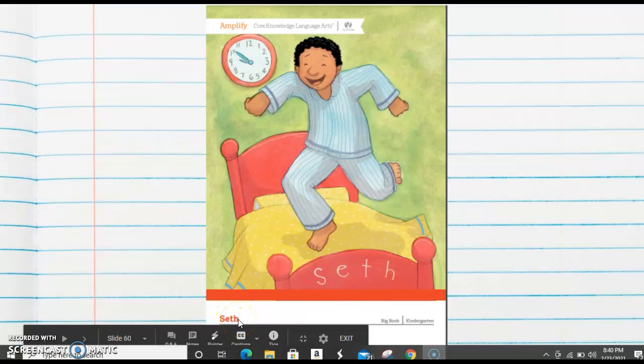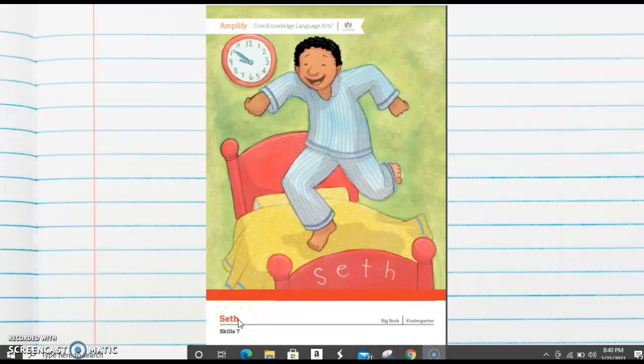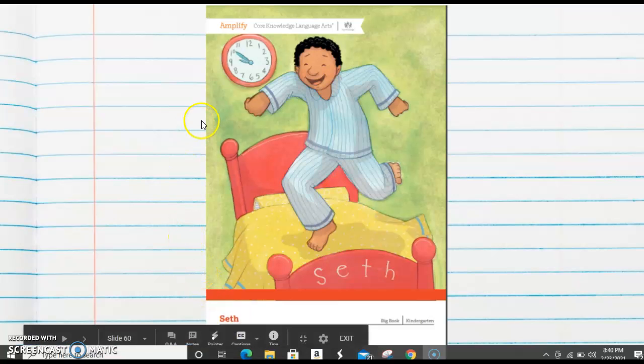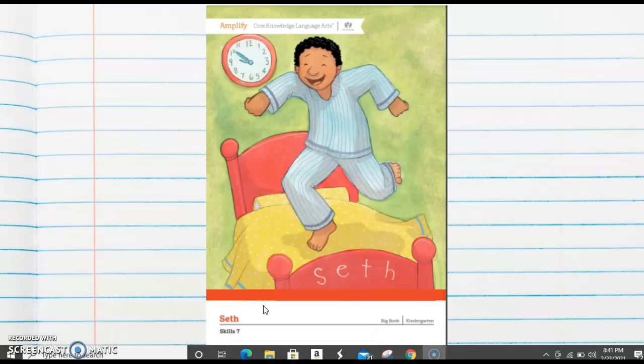Good job. Okay. So before we get started, I want to review that this is the front cover. And the front cover always has the title. And the title of the story always lets you know what the book is going to be about. So since the title is Seth, what do you think this book is going to be about? It's going to be about Seth. Good.